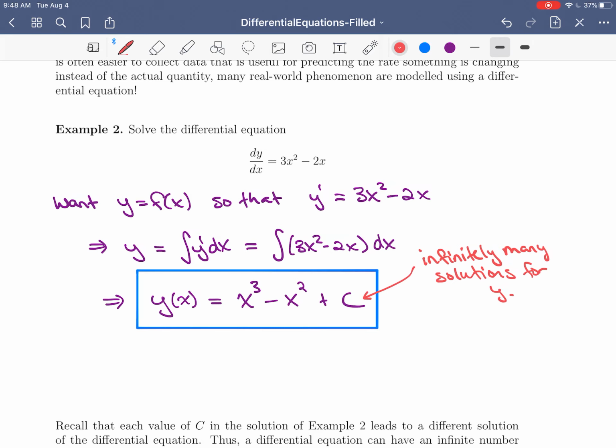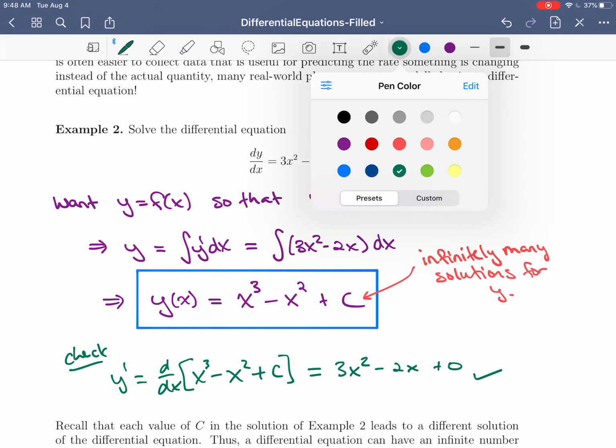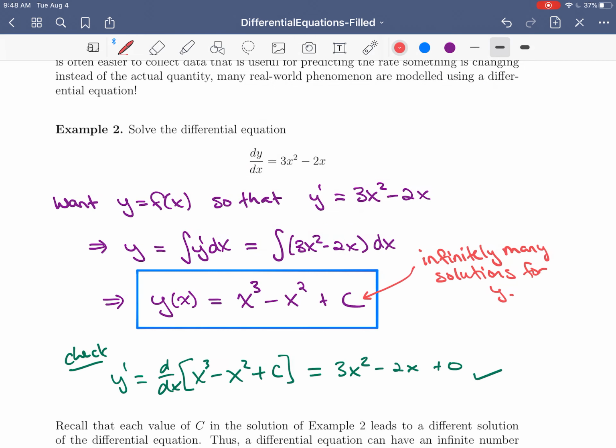But we could check that we got the right thing by taking the derivative. If we take the derivative with respect to x of this function, whatever our c value is, we get 3x squared minus 2x plus 0. So it has the right derivative. So that would be the solution, or a solution. In fact, it's all the solutions with the plus c there, to our differential equation. So the derivative equals 3x squared minus 2x.